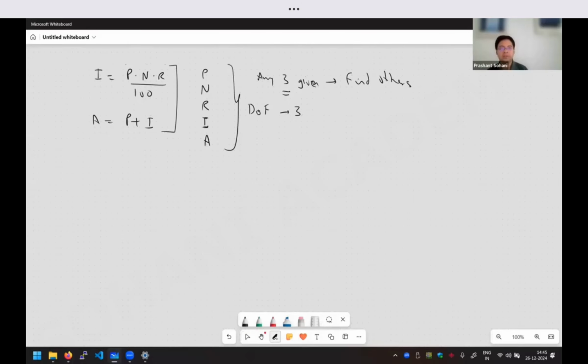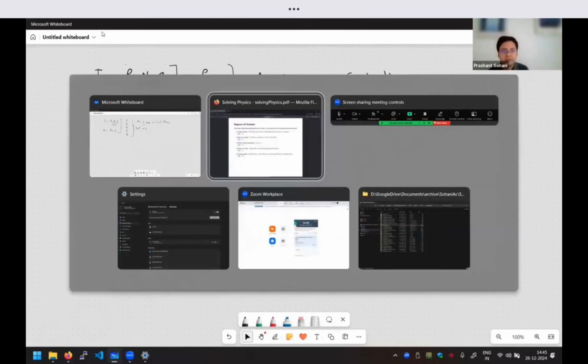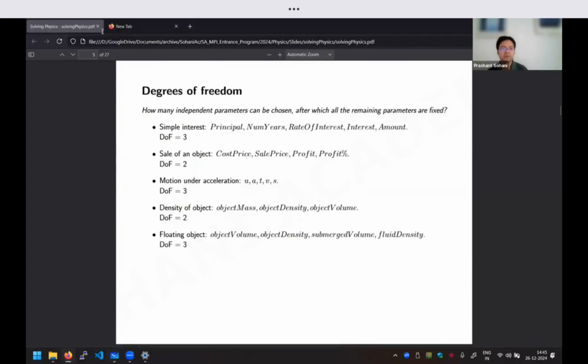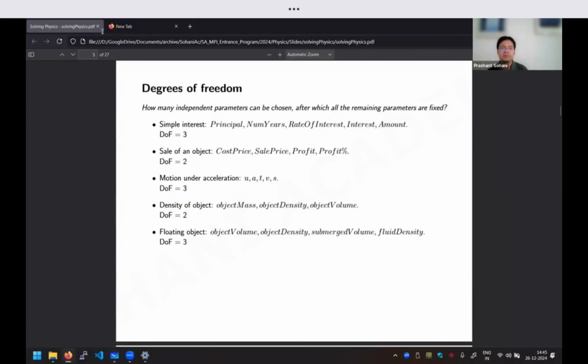Nothing more than that. But the same is true for multiple situations. Like if I just go back to my slide. So for example, let us take kinematics equation. Okay. So in kinematics equation, you have all these variables, right? The initial velocity, the final velocity, the acceleration, the time, the displacement. So out of all these five, if any three are given, then you can find the others. Okay. So that is what the kinematics equation allows us to do.